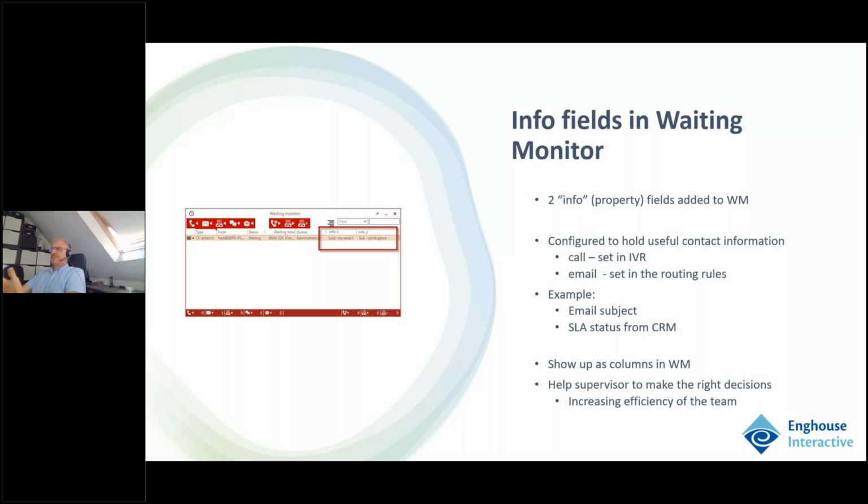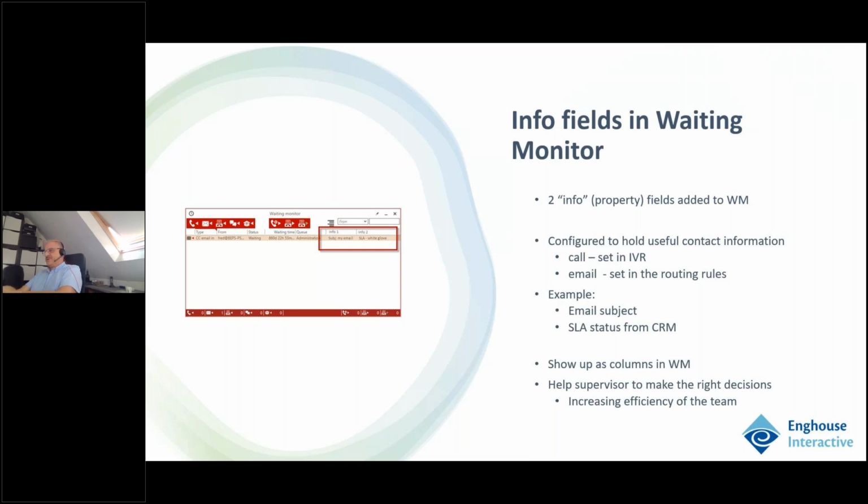So examples of information that go in those fields is an email subject. That was the main reason why this feature was requested, because our contacts are interaction type independent. So we did not have the subject, because a mail has a subject, but a call doesn't. So now we have this info field. You can actually insert in a routing rule the email subject in that field. So you see it in the waiting monitor.